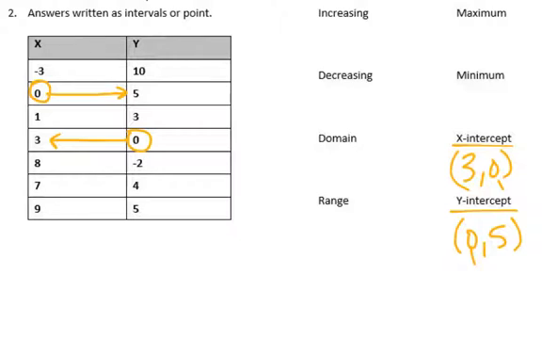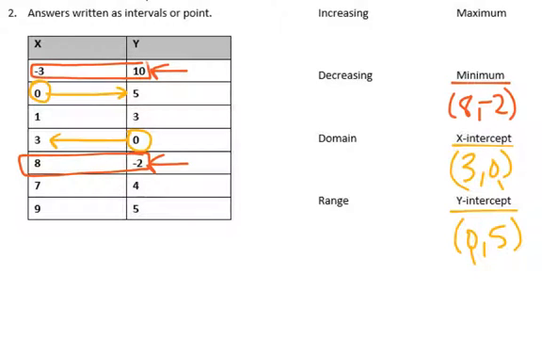Now, minimum and maximum. Minimum, look at our y's. What's our lowest point? Right there. So it's this point, 8, -2. You don't just write -2. Maximum, what's the biggest number on the y? It's 10. So our point is -3, 10. Okay, those are our points.